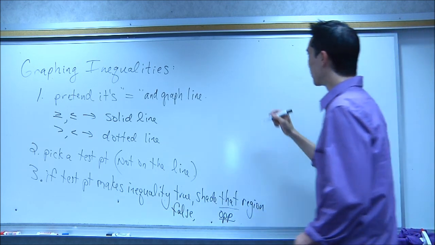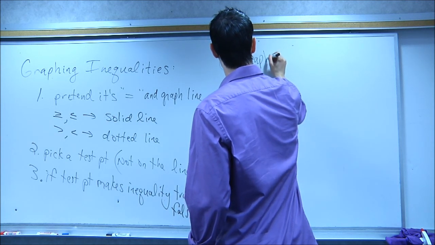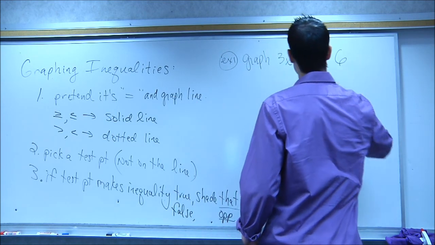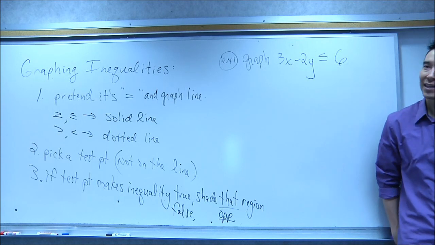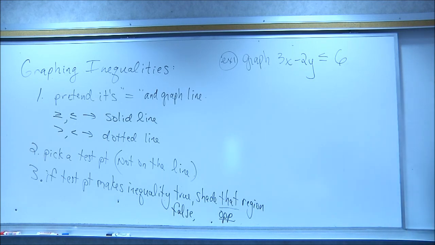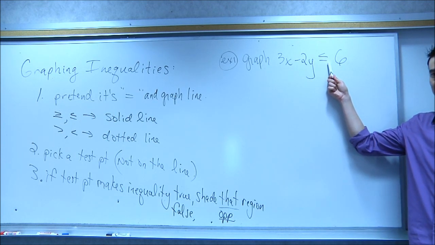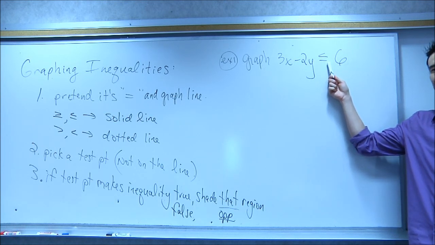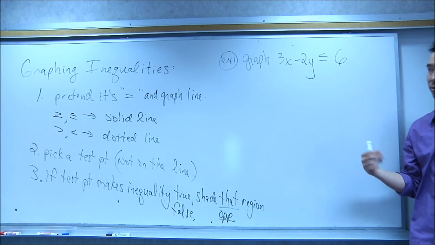Okay, let's all do an example. Example one. Graph 3x minus 2y is less than or equal to 6. Okay? Now, what is the first hint, looking at this problem, that it is an inequality? The sign right here, right? That says this is not an equal sign, this is an inequality, right? So I'm gonna graph this inequality. 3x minus 2y is less than or equal to 6. This is a very typical example that you would have, okay?